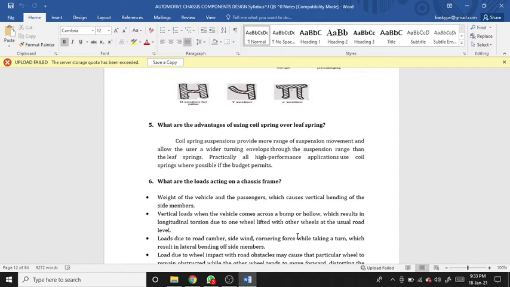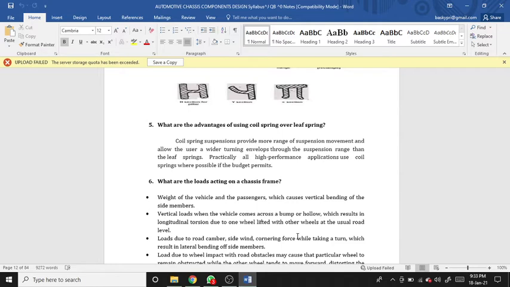Okay, generally both coil springs as well as leaf springs are used. It is a kind of suspension system. Okay, so in that the coil spring is a suspension which provides more range of suspension movement and allows the user wider turning envelopes through the suspension range than the leaf spring.